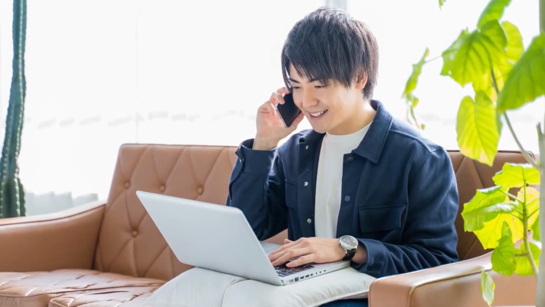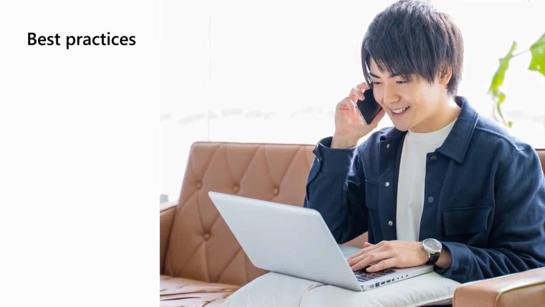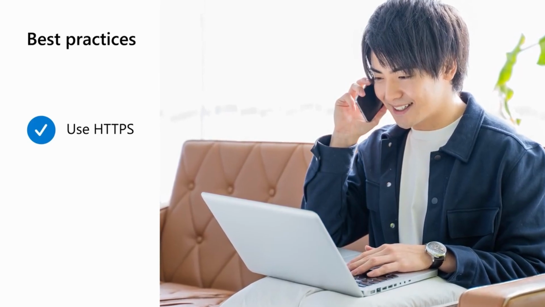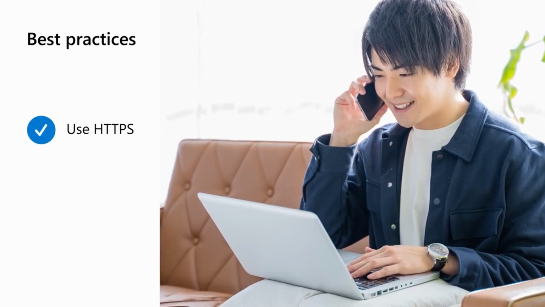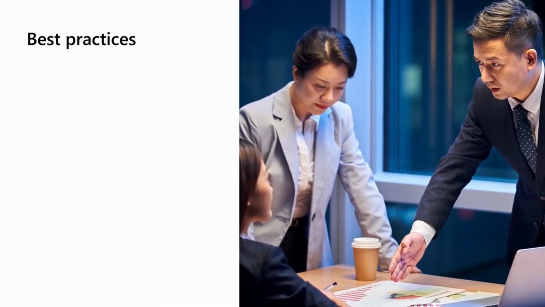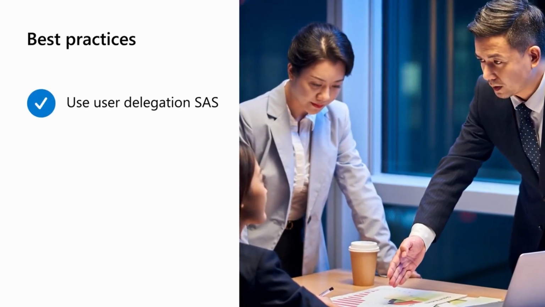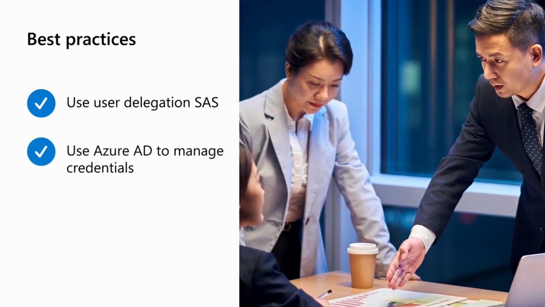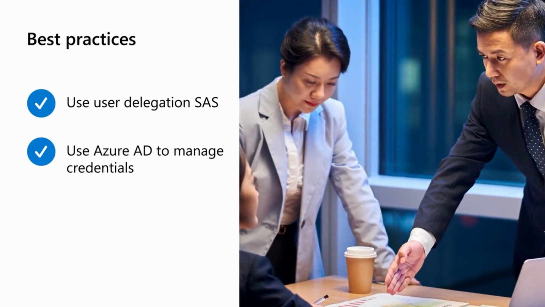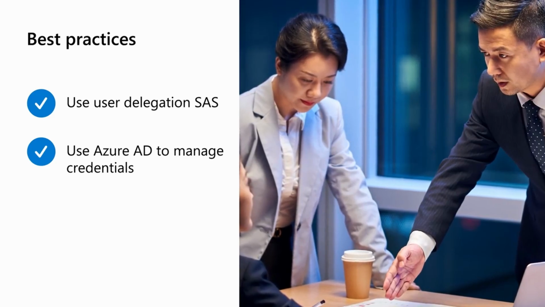Now, let's look at some Microsoft recommended best practices to help you reduce the potential risks of using SAS. To securely distribute a SAS and help prevent man-in-the-middle attacks, always use HTTPS. The most secure SAS is user delegation. You should use it wherever possible because it removes the need to store your storage account key in code. You should use Azure Active Directory, also called Azure AD, to manage credentials. However, utilizing Azure AD for credentials might not be feasible in all situations.